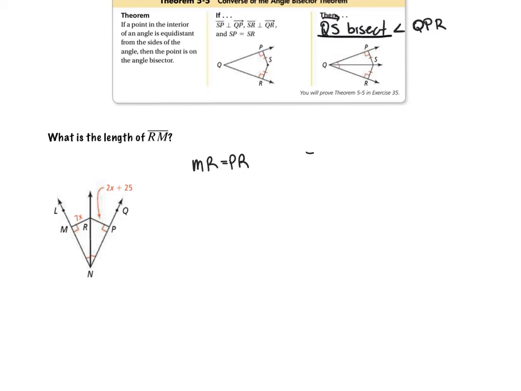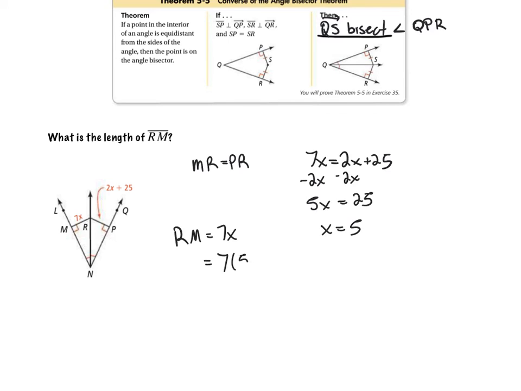So I can set 7x equal to 2x plus 25 and work on solving for x. So subtract 2x from both sides, 5x is equal to 25. So x is equal to 5, right? And then if I want to find the length of RM, I know that RM is 7x. So you plug in that x and say 7 times 5 is 35.